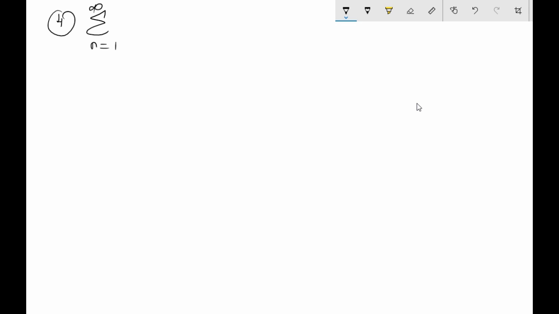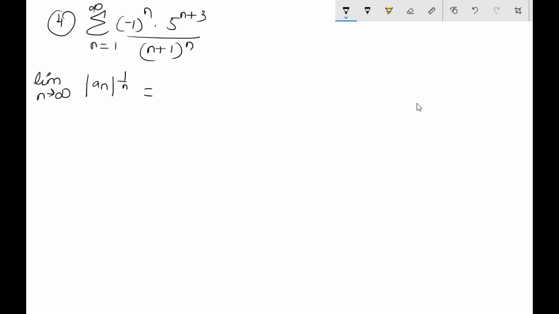Summation of (minus 1) raised to n into (5 raised to n plus 3) divided by (n plus 1) raised to n. So by root test, limit n tends to infinity, nth root of a_n will be equal to, here as we are taking the mod, we can neglect the minus 1 raised to n. Splitting 5 raised to n plus 3, we'll be getting 5 raised to n into 5 raised to 3, divided by (n plus 1) raised to n, all raised to 1 by n.